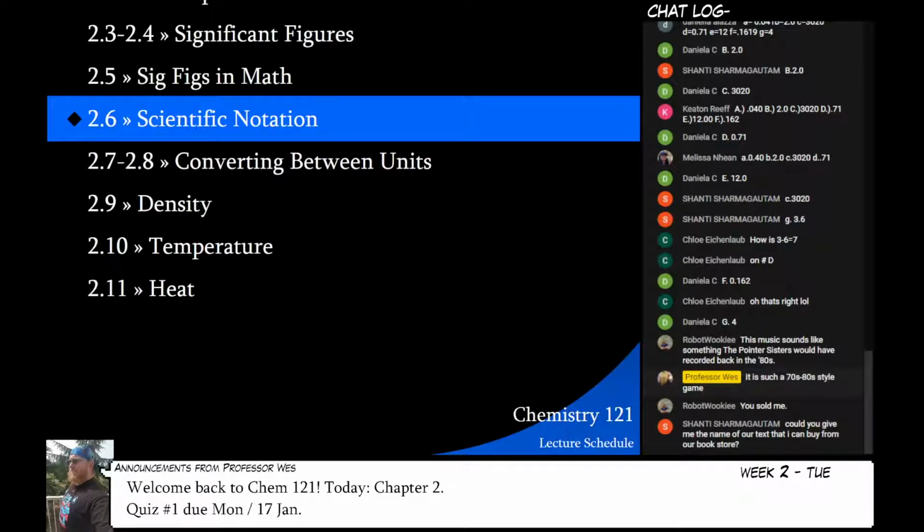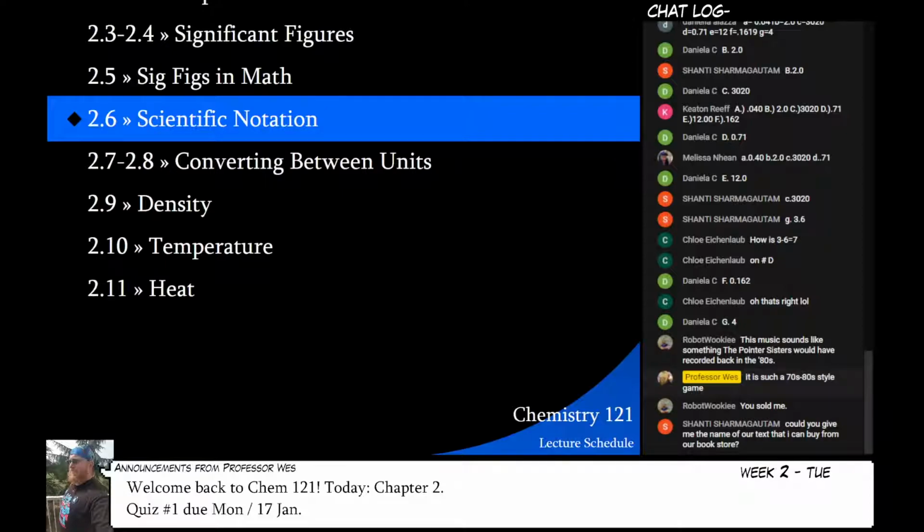Hi, everybody. Welcome back from the break. Regarding the name of the textbook, it is in the syllabus. You can grab all that information from the syllabus, so you can find the textbook. The ISBN is in there too. Should all be available.